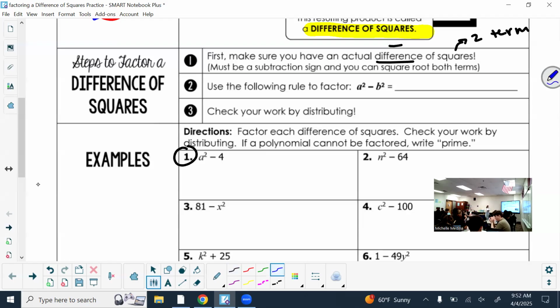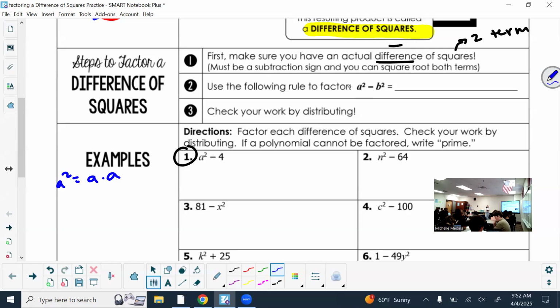A. Because guess what? A times itself gives us a squared. That's why it's a perfect square. Is 4 a perfect square? What's the square root of it? Good. Square root of 4 is 2. So hang on to that for a second.